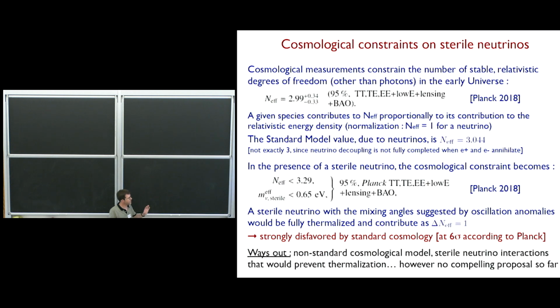This plot I will not comment on because I'm not an expert. It's just to say that sterile neutrinos, which mix strongly with active neutrinos in the eV range, are in conflict with cosmology. Yes?